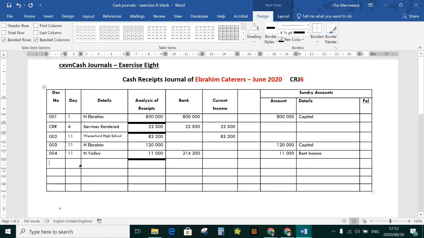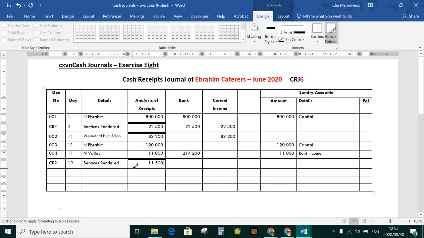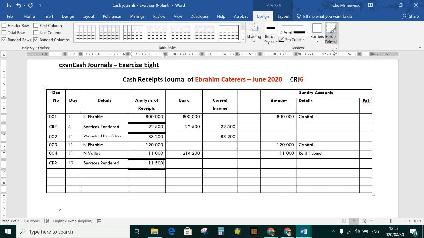When we receive money for cash, CRR, day 19, services rendered, we receive 11,500. Do we receive any more money on day 19? No, we don't. So we're going to get out the ruler, we underline analysis of receipts, we deposit that money in our bank account. What is it for? What do we call services rendered in accounting? Current income.